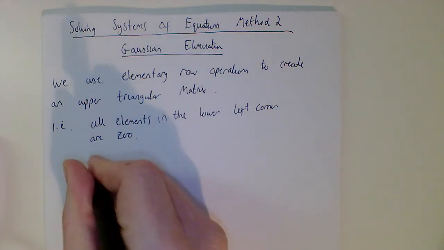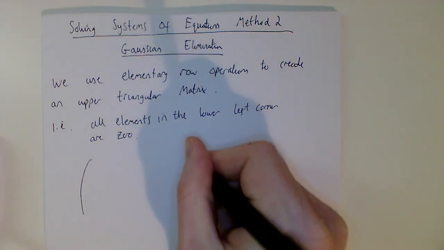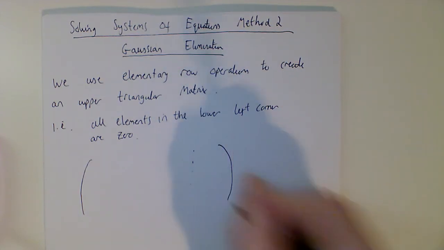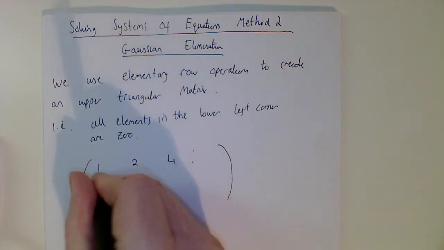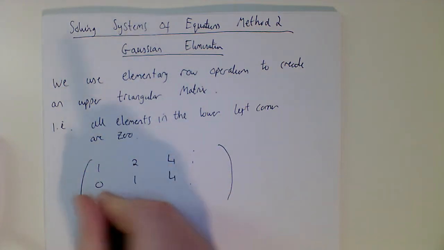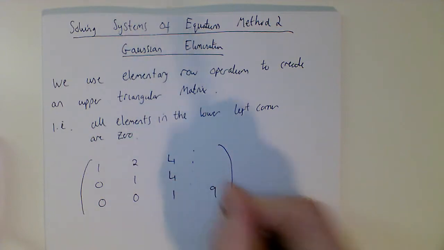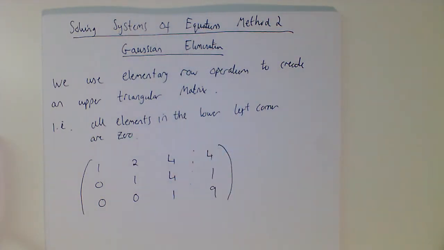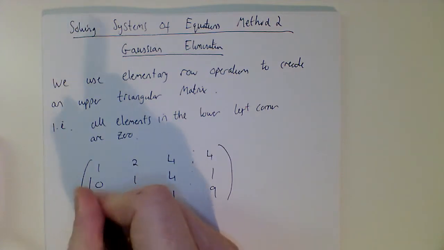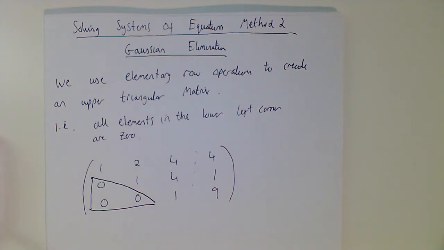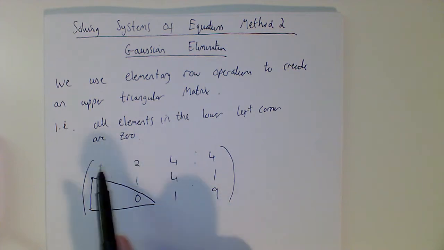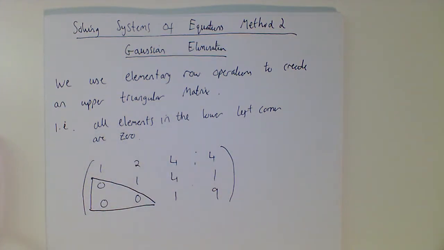Okay, so you're going to have something that looks like this, or this is the plan. Right, that's what you want to happen. You want to create this bottom corner of zeros. Right, and that means that everything is in the upper right triangular part of your matrix. Upper triangular.